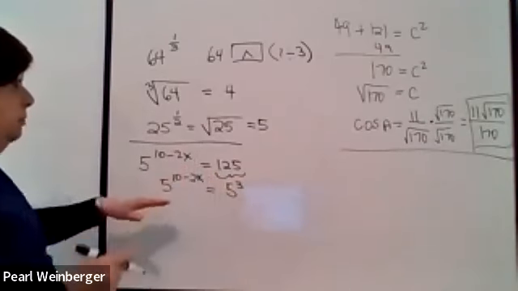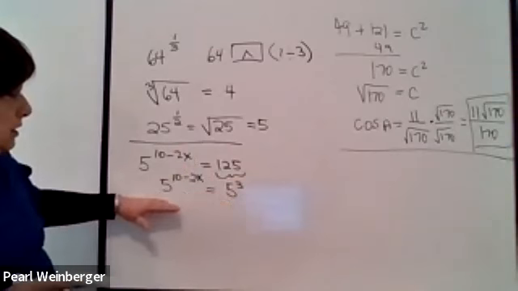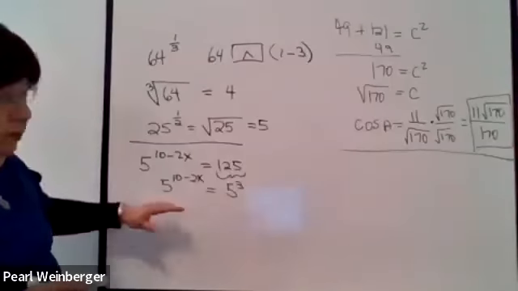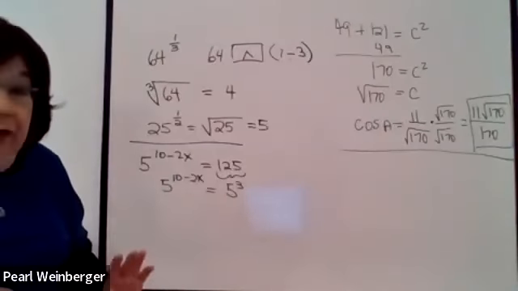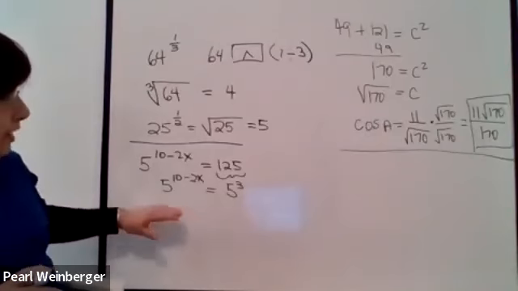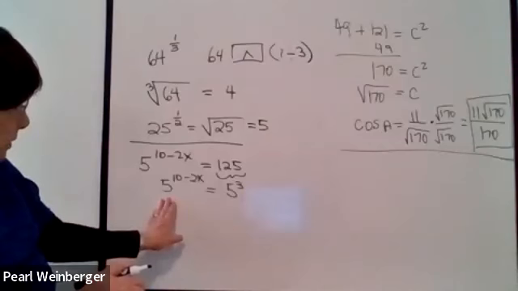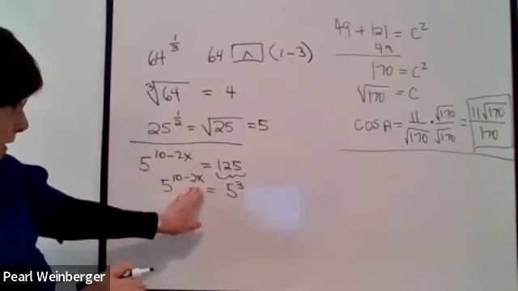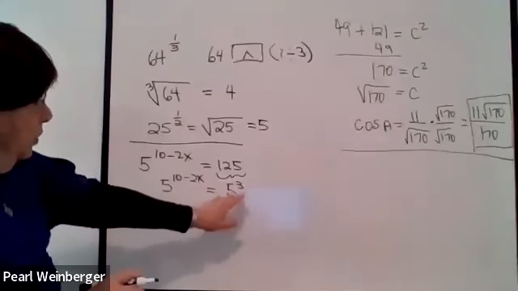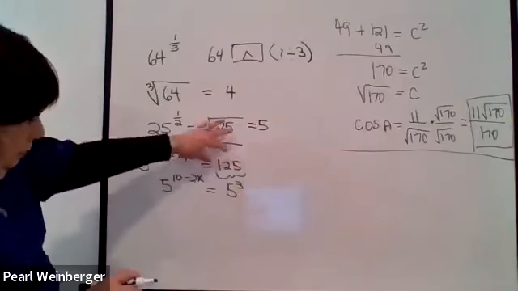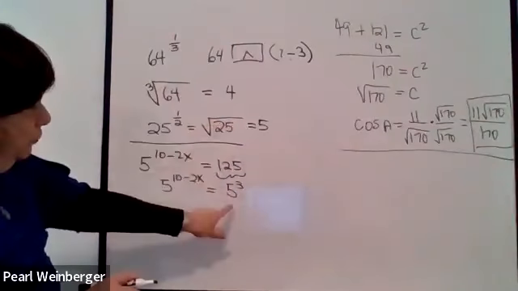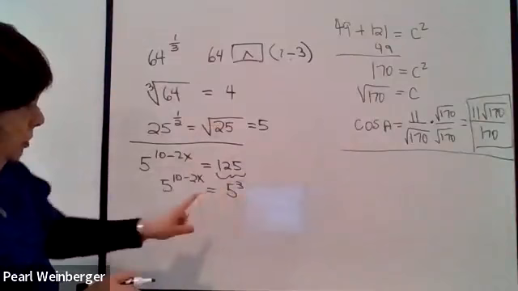Now, it's not always going to be possible to get both sides written in terms of the same base. But if we can, then that's what we're going to do. Now, in this case, we've simplified this to 5 to the 10 minus 2x equals 5 to the third power. Rewriting 125 as 5 to the third.